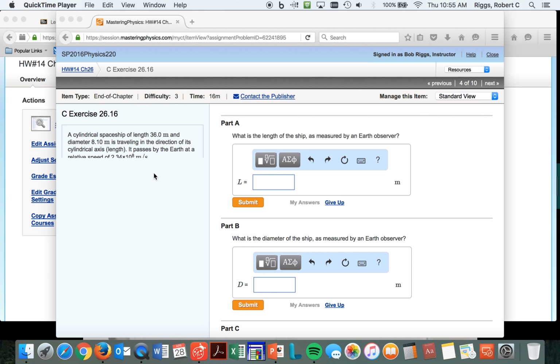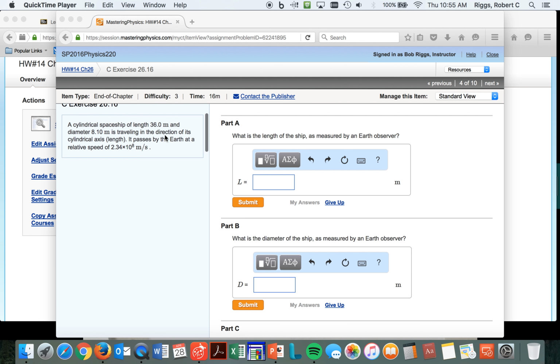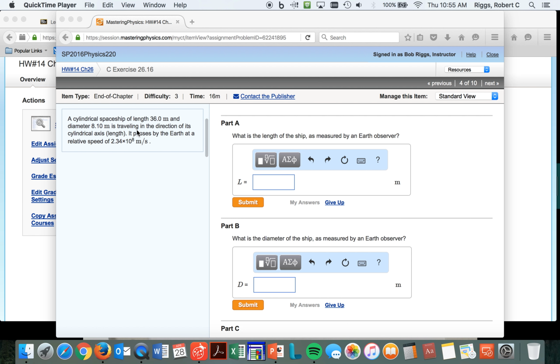Okay, we're back. Now, let's take a look at this homework problem. One of the things about contracted length that I want you to know is we're just looking at the x direction. So when they ask for the diameter or how tall this is, let's look at this problem. A cylindrical spaceship of length 36 meters, so that's what we're measuring, and a diameter of 8.1 meters, or a height basically of 8.1 meters. So I just don't want you to get messed up.